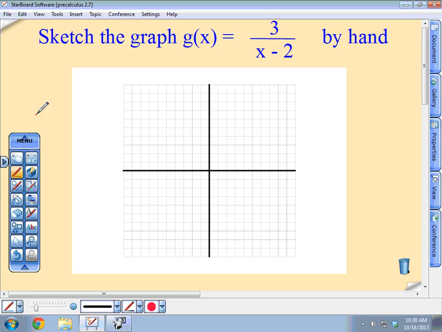So we have 3 over x minus 2. Step 1 is to simplify that. Can you simplify that any more than it is? No. So we just go on to step 2. Find and plot the y-intercept, if any, by evaluating f at 0. If I put in a 0 for x, what point am I going to get for y? Negative 1.5. Close enough. So that will be our y-intercept.